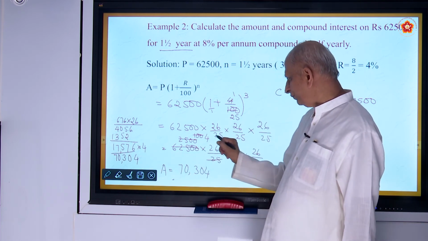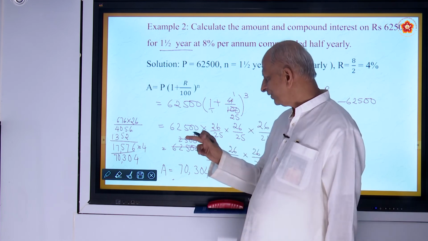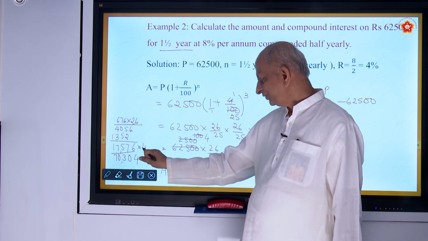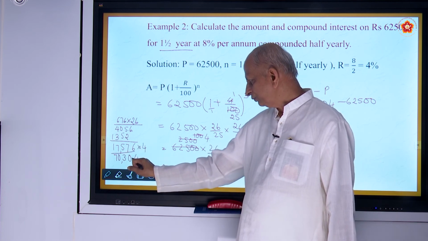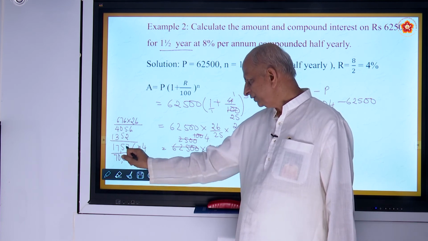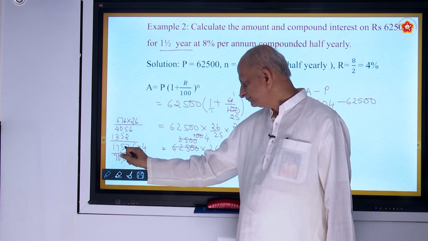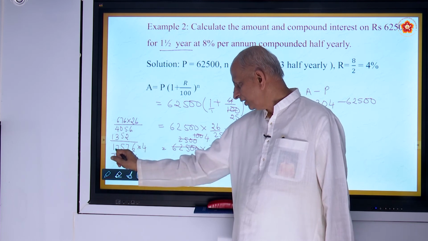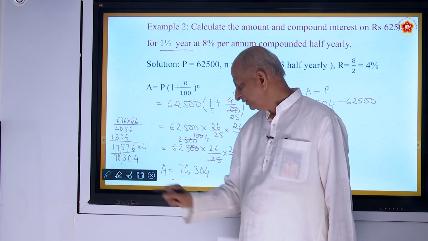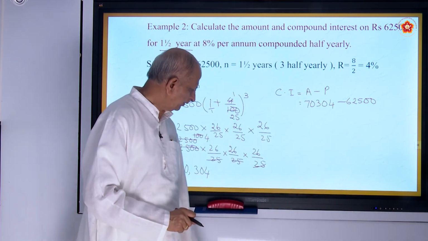And don't forget this 4, it will make a strike. So 4 6s are 24, 4 7s are 28 plus 2, 30, 4 5s are 20 plus 3, 4 7s are 28 plus 2, 4 1s are 4 plus 3. 70,304 is the amount.